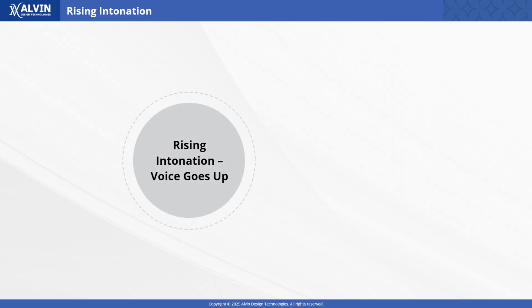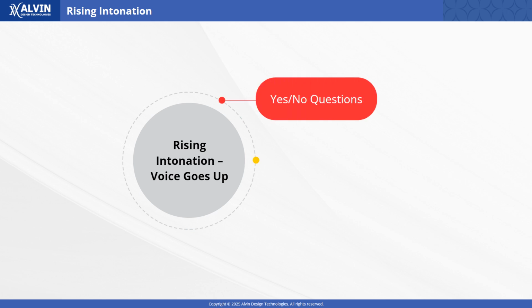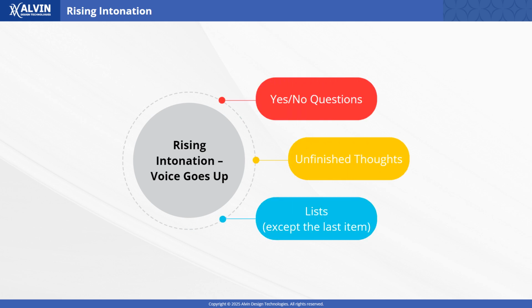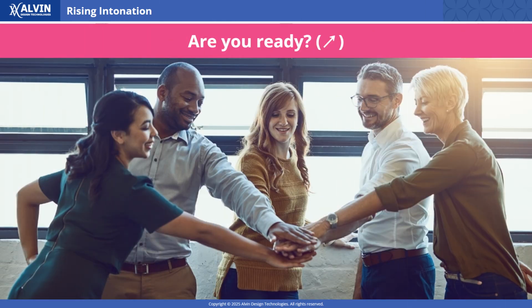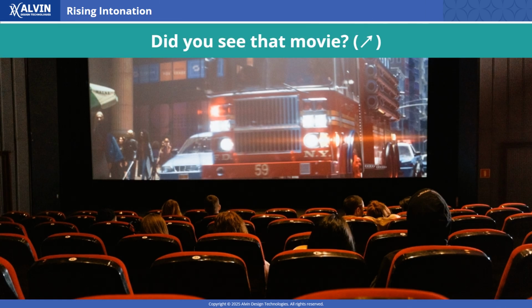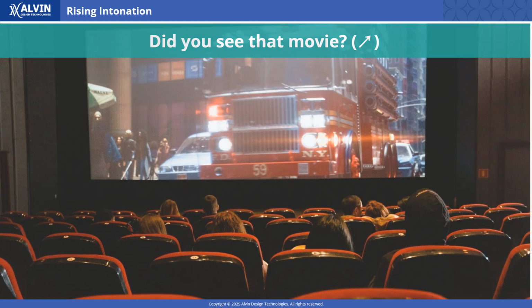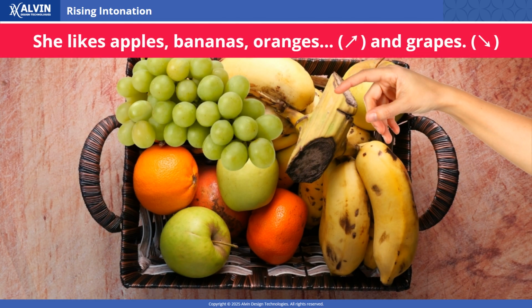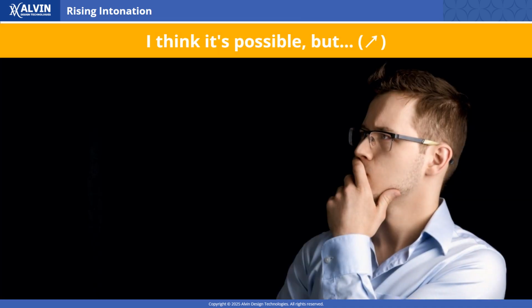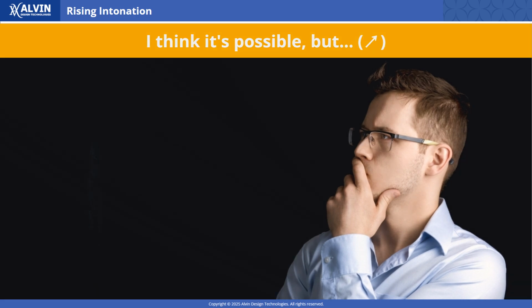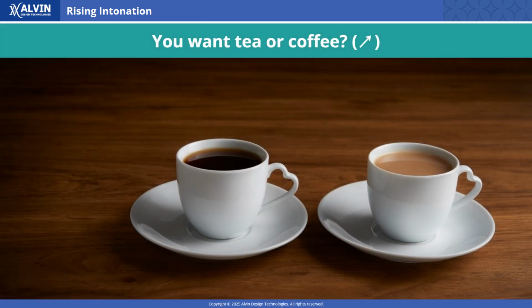Rising intonation occurs when the pitch of your voice goes up. It is used for yes or no questions, unfinished thoughts and lists, except the last item. Are you ready? Did you see that movie? She likes apples, bananas, oranges, and grapes. I think it's possible, but... You want tea or coffee?